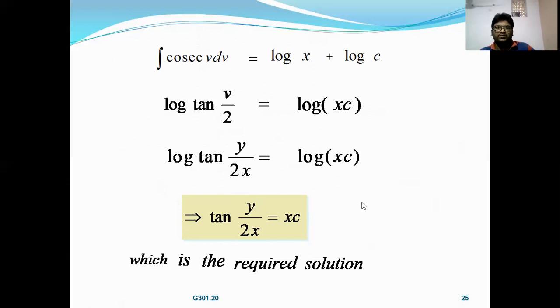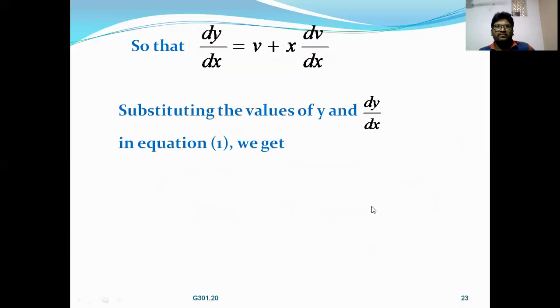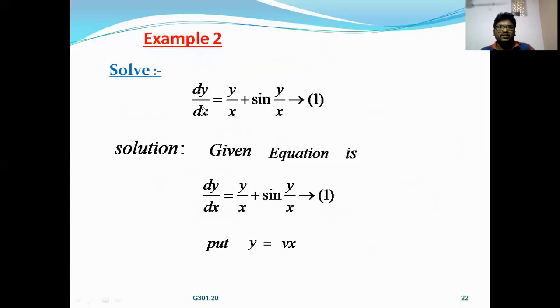I hope you understood. So I will explain this problem once again. See here, the given problem is dy by dx is equal to y by x plus sin y by x. This is the given problem. We have to solve this differential equation. Now for the solution, write the given equation once again as equation number 1. In this equation we have to substitute y equal to vx. After differentiating this function, you will get a dy by dx value. That value also we substitute here.